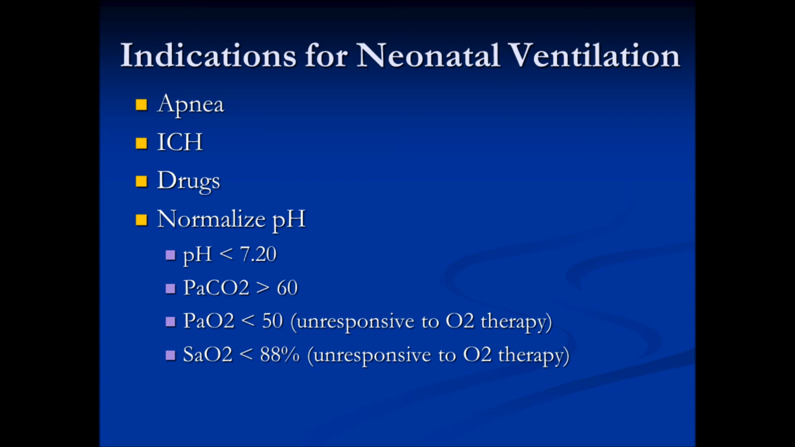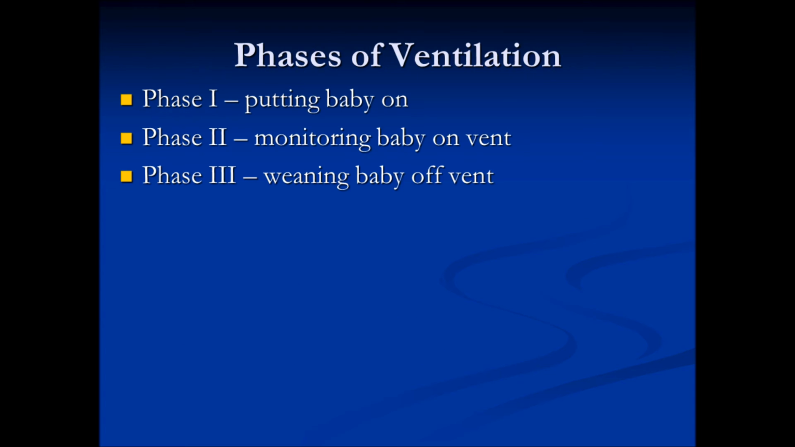Intracranial hemorrhaging, regardless of whether it's a neonate, or adult, or a pediatric patient, if they got ICH, then they need to be on a vent until we can control those pressures in their cranium. And then drugs. If you have drugs on board that depress the respiratory drive, then you're going to want to put them on a ventilator.